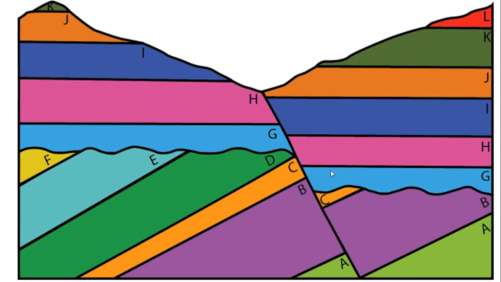Okay, so between F and G is an unconformity. So that unconformity occurs, and then we have deposition. We have deposition of layers G, H, I, J, K, and L. Now the other piece in here is trying to decide when this fault occurred.